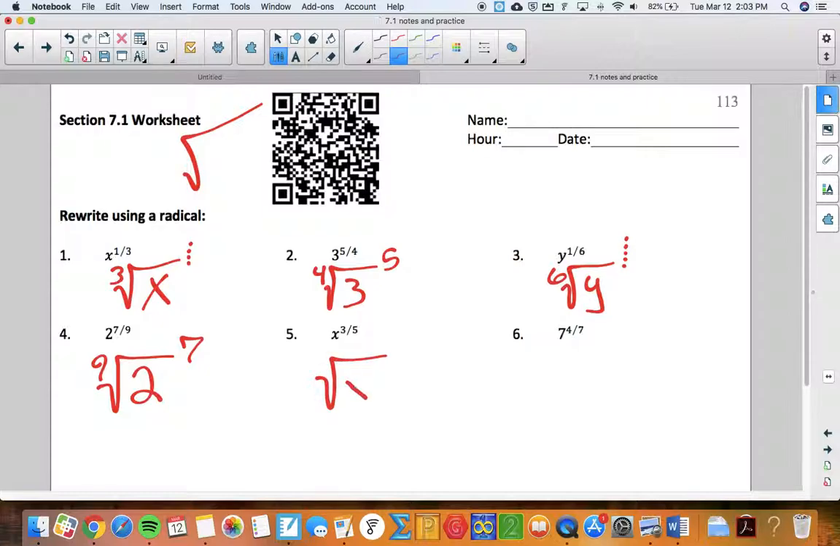X goes in the radical. What number goes out in front? It's a 5. It's raised to the 3rd power. Number 6, in the radical we have a 7. The index or root is 7, and it's still raised to the power of 4.